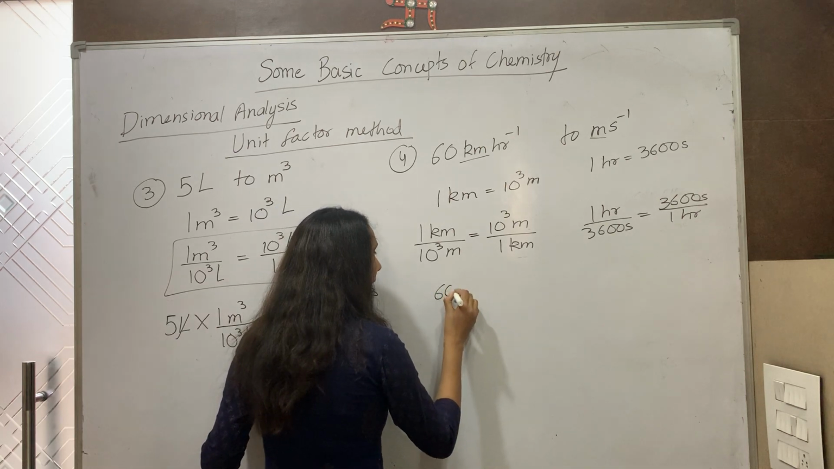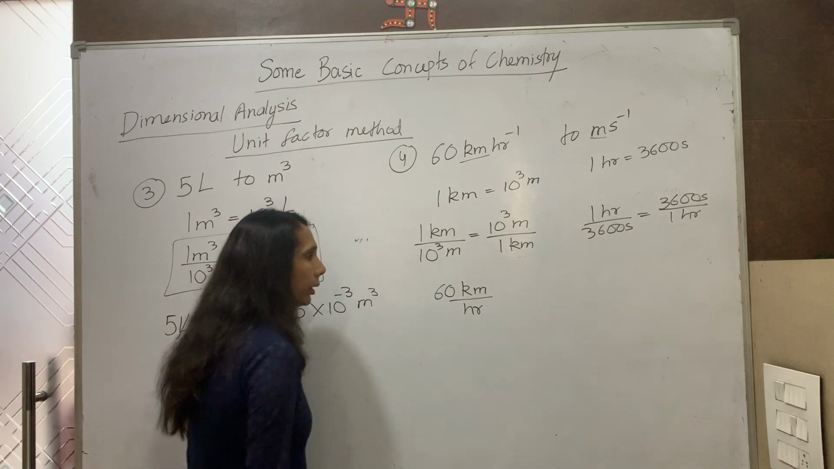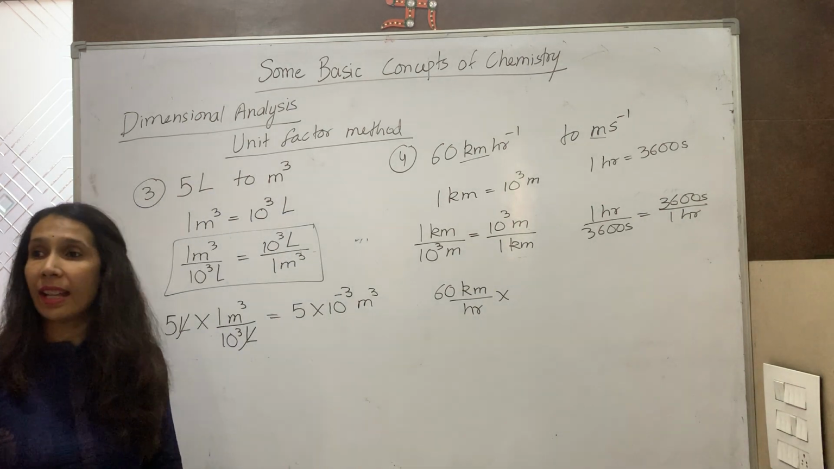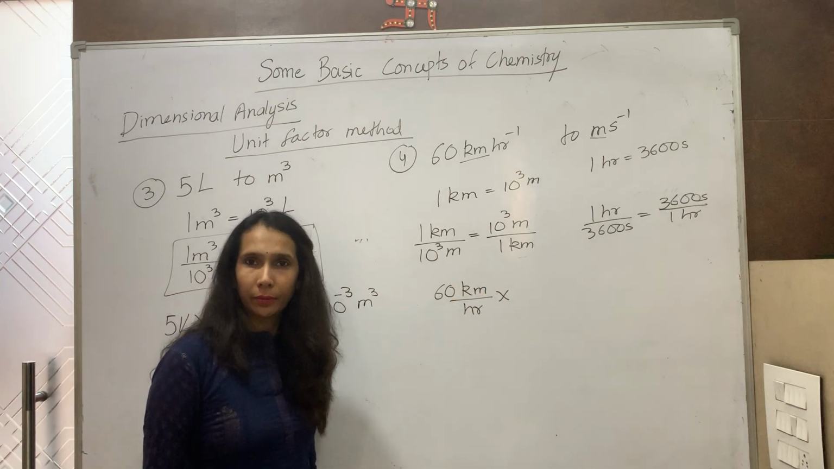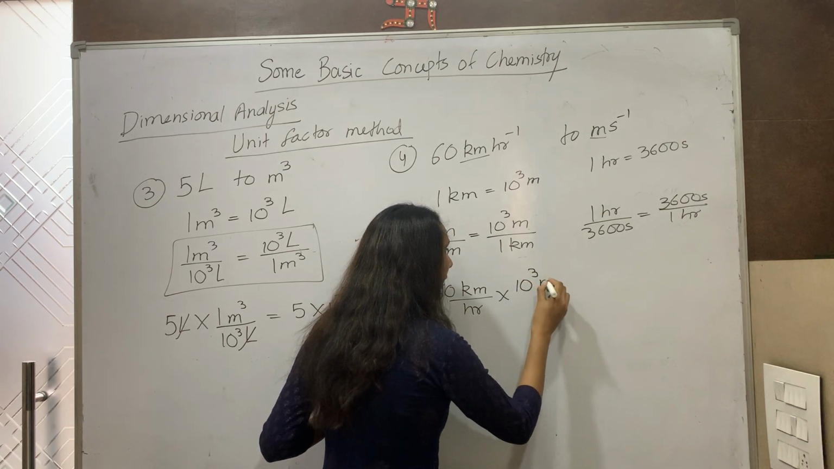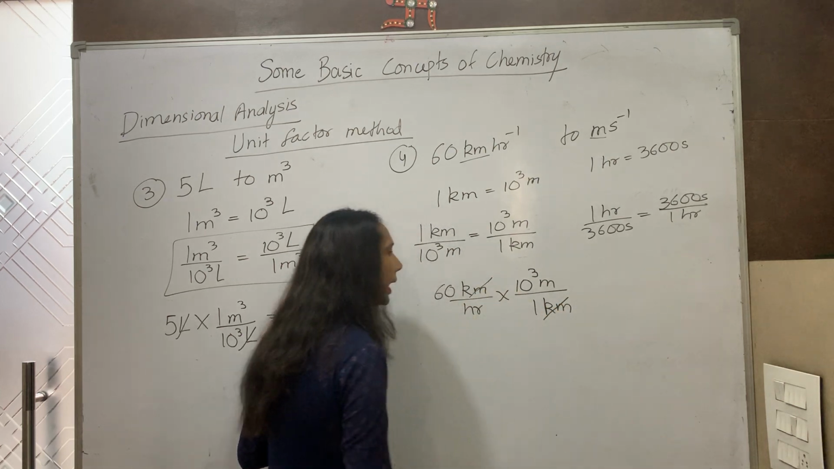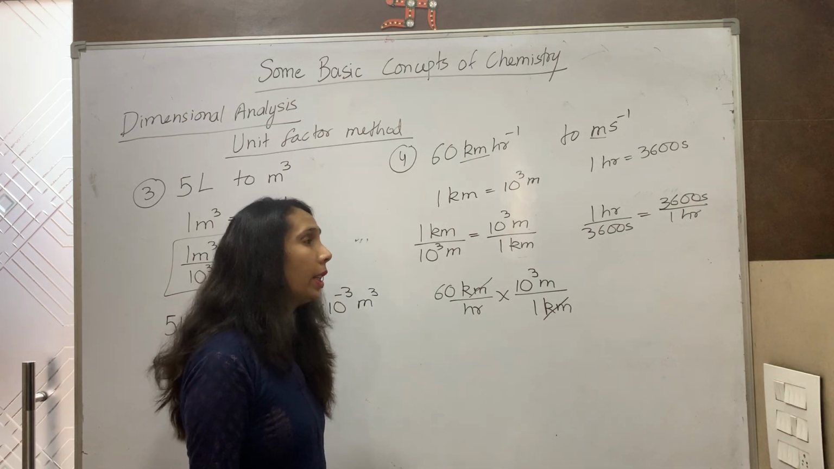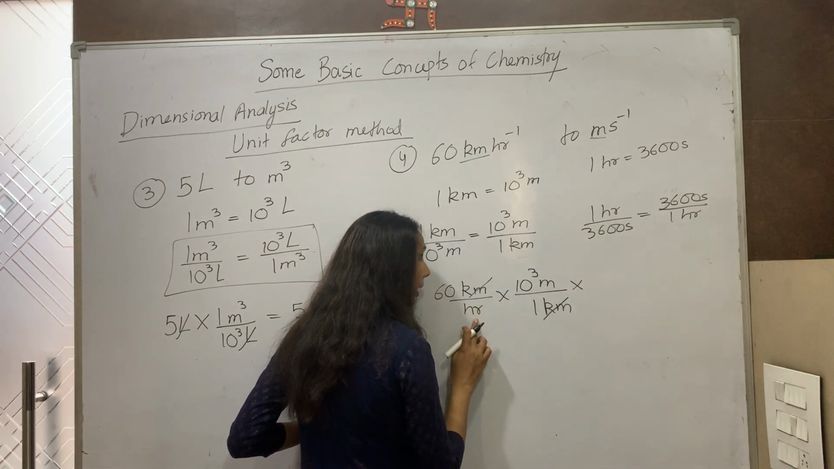Let us start. 60 kilometer upon hour. I have to multiply in such a way that first I cancel kilometer. So I will multiply by the first or the second? The second. So it will be 10 to the power 3 meter upon 1 kilometer. Kilometer gets cancelled. So I have converted kilometer into meter. Now I have to convert hour into second. So I have to cancel hour. Hour is in the denominator.